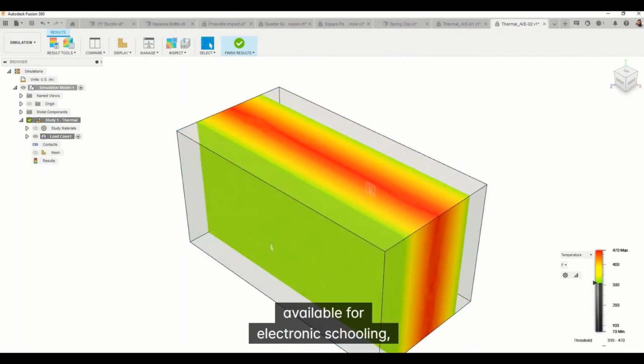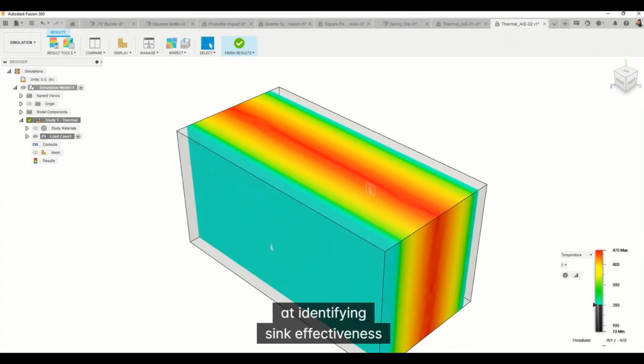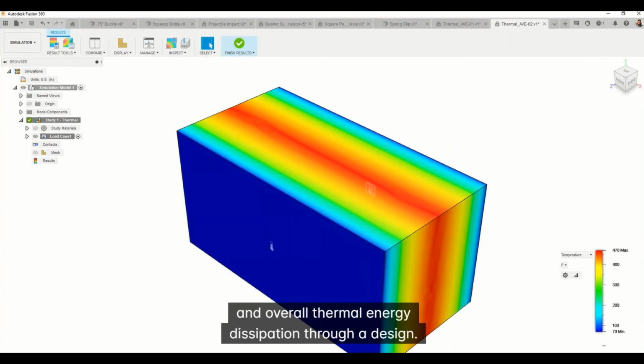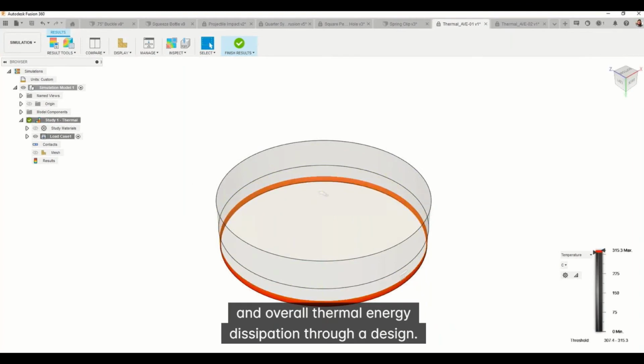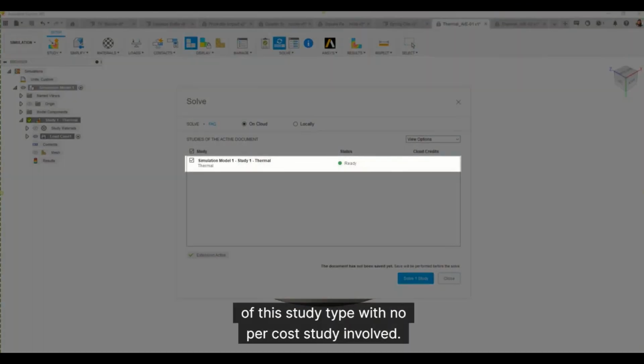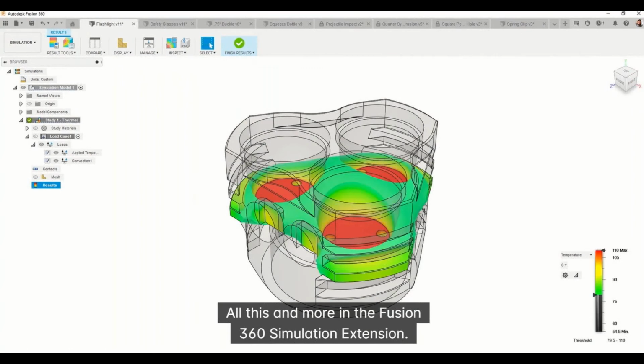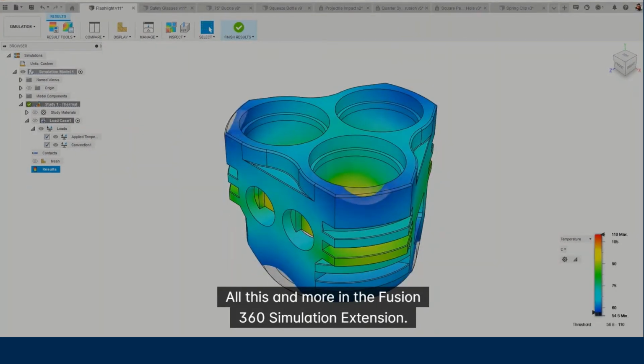While more sophisticated tools are available for electronics specifically, this tool is a great first step at identifying sink effectiveness and overall thermal energy dissipation through a design. The simulation extension uses limited cloud solves of the study type with no per-cost study involved. All this and more in the Fusion 360 simulation extension. So briefly, this is what thermal simulation is.